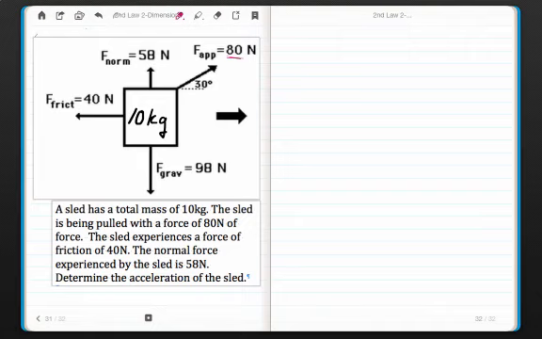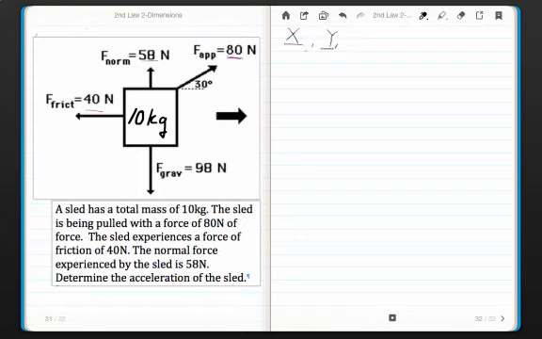The sled experienced a force of friction of 40 newtons, which we can see right here. The normal force experienced by the sled is 58 newtons, represented up here. And the question is asking for you to determine the acceleration of the sled. Now, whenever you do force problems, you want to always break it down into the F net equation. And remember, your F net equations can only be written in the X and the Y planes.